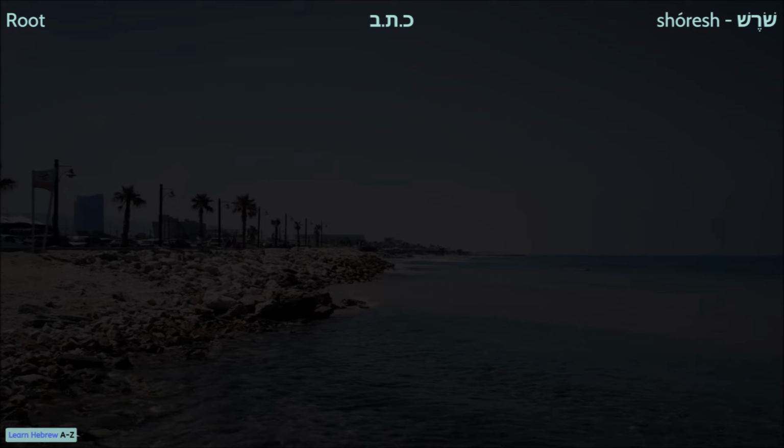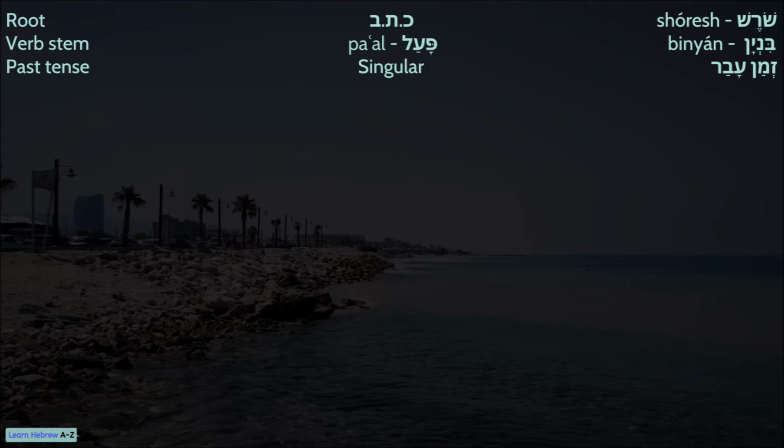Okay, let's start with the root word Katav. We will focus on the paal stem and start with the past tense. Follow my pronunciation, and I also recommend you write down the word yourself for better understanding.